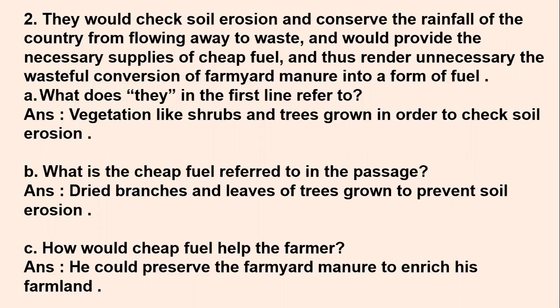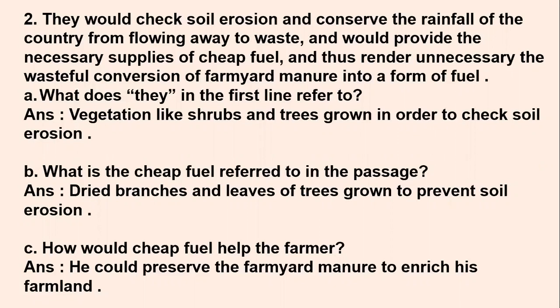Because during the explanation we have learned, students, that these trees and plants which are grown, the vegetation which is properly done, they help in checking and preventing soil erosion. They'll also conserve rainfall, will have balanced rainfall, right? So here "they" refers to vegetation like shrubs and trees grown in order to check soil erosion.